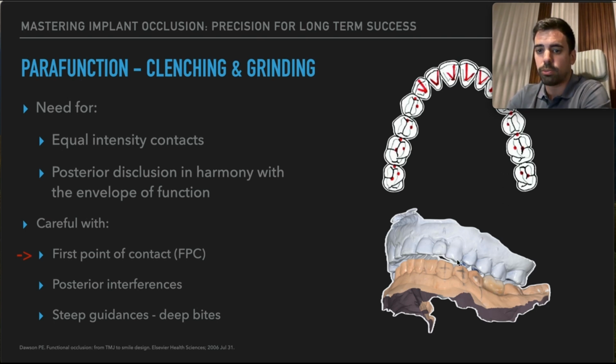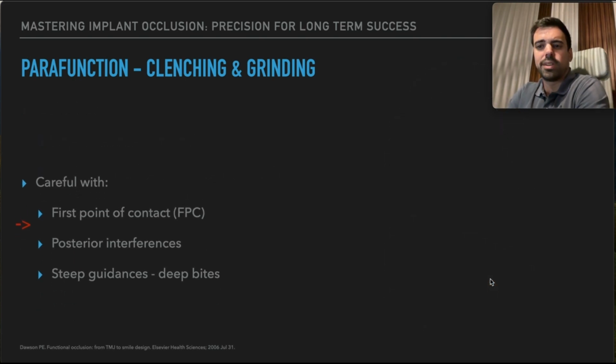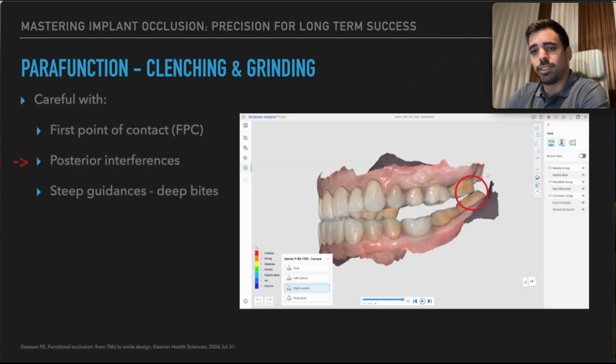So I mounted those models after this patient lost this, the whole implant came loose. And then we checked this in an articulator. This is plaster. So I digitalized the models, but then this was plaster. When I did this and I checked the first point of contact, you can see the first point of contact was in that implant.